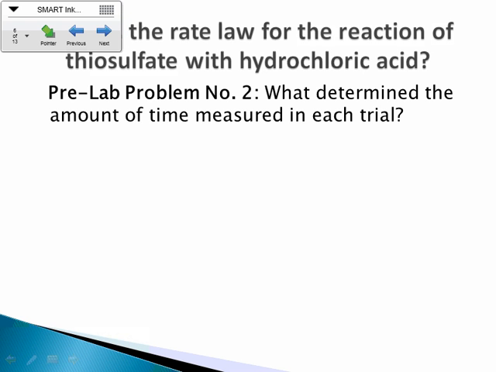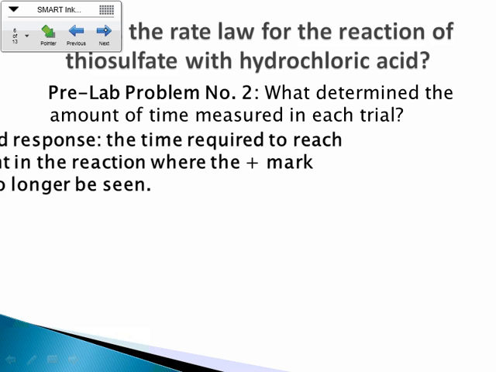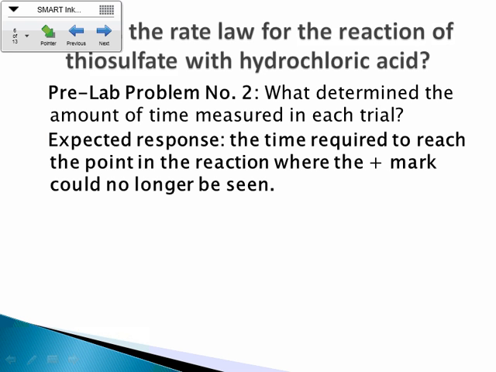Okay, so then what determined the amount of time that was measured in each trial? Here we go. This is what you were trying to answer. The amount of time measured in each trial was determined by, sort of by the concentration of the sulfur, right? Okay. In other words, the time required to reach the point where you can't see that plus mark anymore. So the concentration of the sulfur gets so great you can't see through to the plus sign. Okay? And hopefully we can be fairly consistent with that.